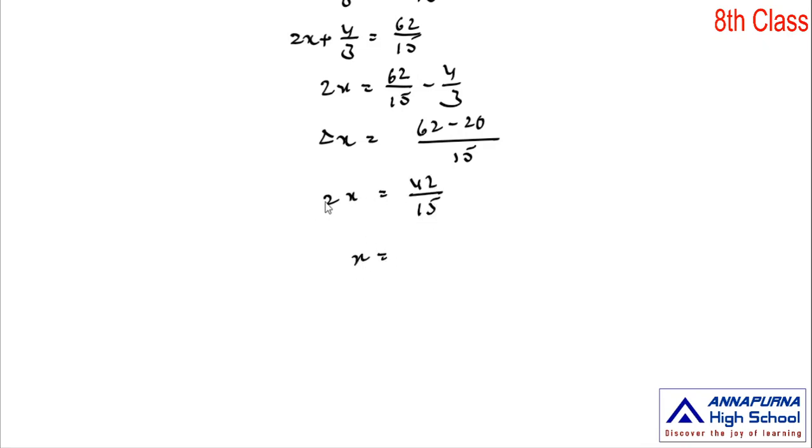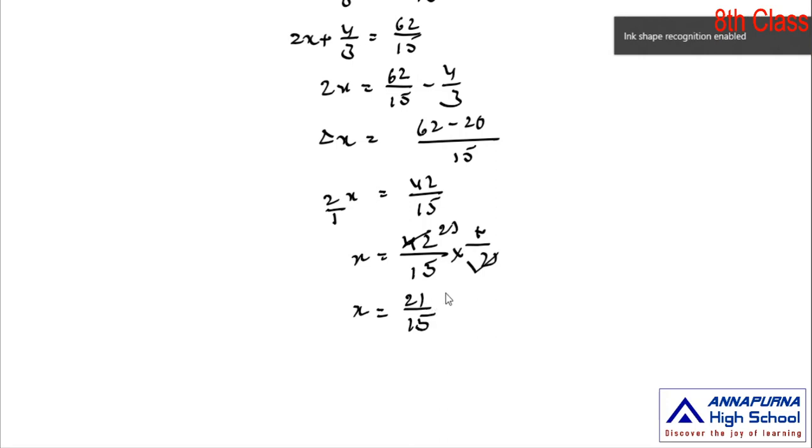x is equal to... when you transpose this 2 to the right side, it divides, but here we already have a denominator, so just imagine this 2 as 2/1. When you transpose this 2/1, p by q form, to the right side, it multiplies the right side and we write the reciprocal. The reciprocal of 2/1 is 1/2. So 2 into 42 is 21 times. So x is equal to 21/15.